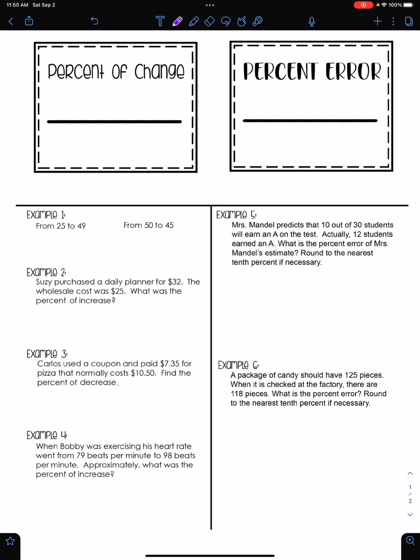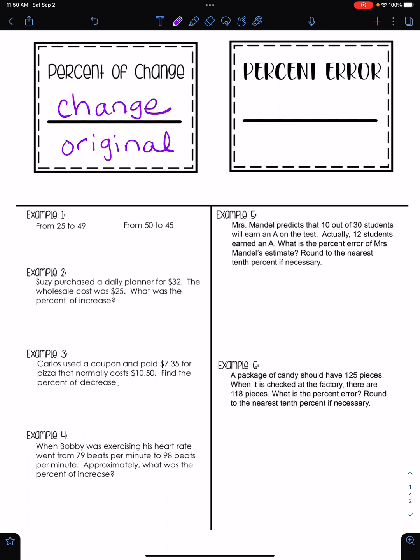In our book, this is two separate sections, but they're very similar, so we're going to do them on the same day. So percent of change is measuring what percent something increases or decreases. And we calculate that by finding how much the number changed and dividing it by the original number or the one it started at. So let's try some examples here.